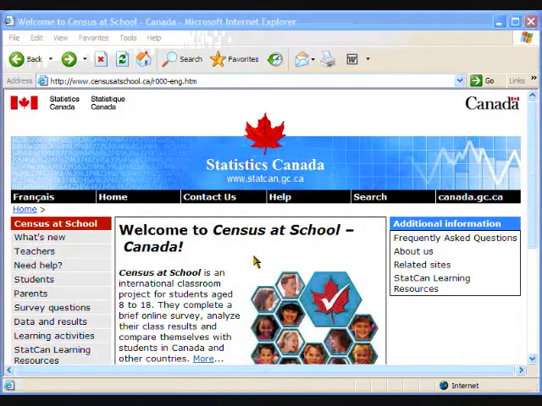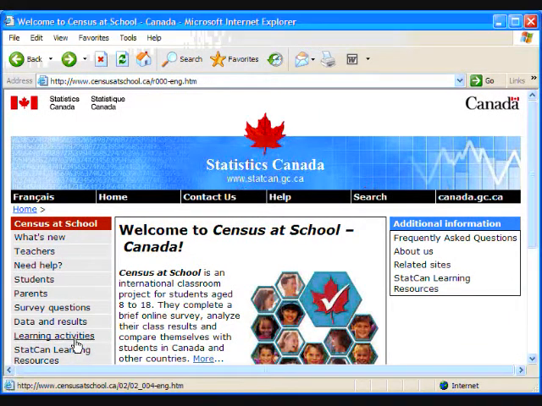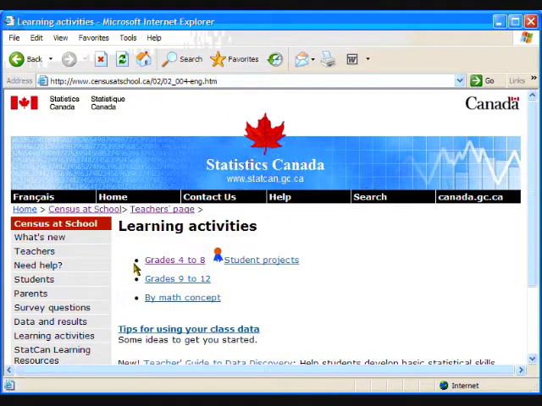So let's begin at www.censusatschool.ca and click Learning Activities in the left menu bar. Under the headings Grades 4 to 8 and Grades 9 to 12, you will find lesson ideas sorted by grade level. These lessons were developed by a group of teachers from across Canada to support provincial curriculum, so I'm sure you will find something suitable for your grade level and need.